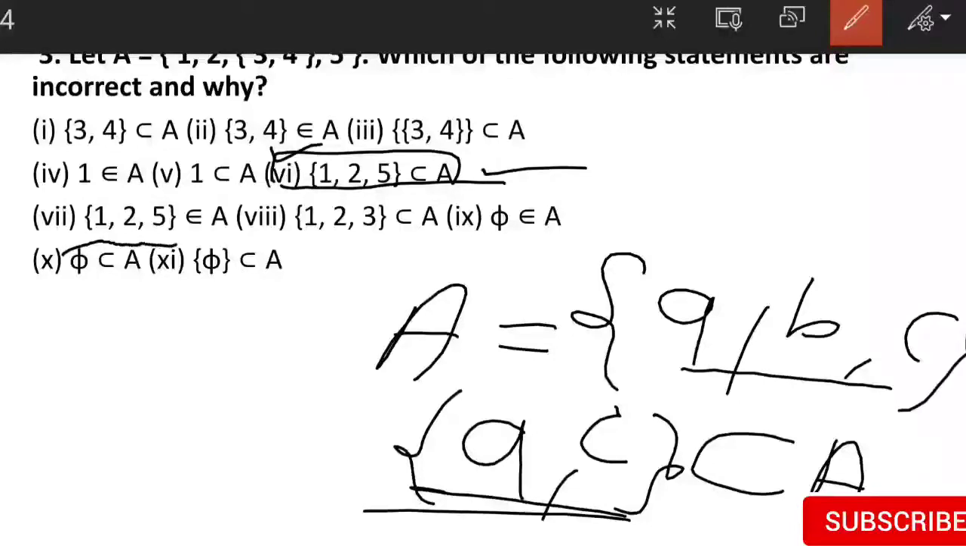Now next is set of 1, 2, 5 belonging to set A.